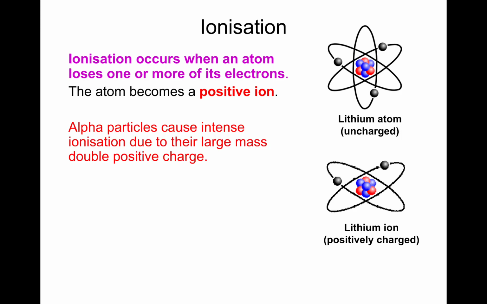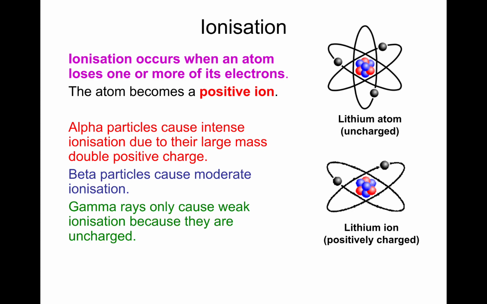Alpha particles cause intense ionisation due to their large mass and their double positive charge. Remember, an alpha particle is 2 protons and 2 neutrons, a helium nucleus. Beta particles cause moderate ionisation, and gamma rays only cause weak ionisation, and one of the reasons is that they are uncharged. Remember to pause and take any notes if you need to.